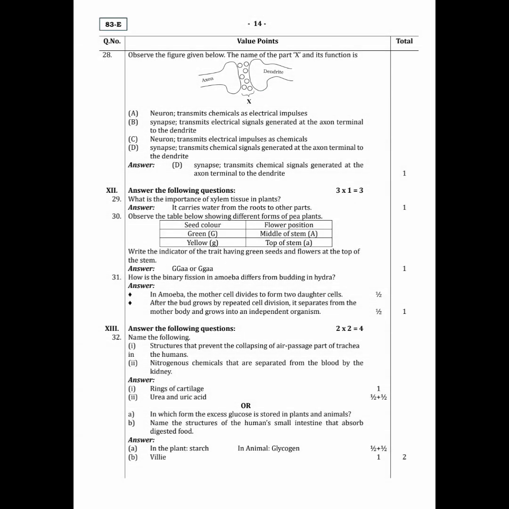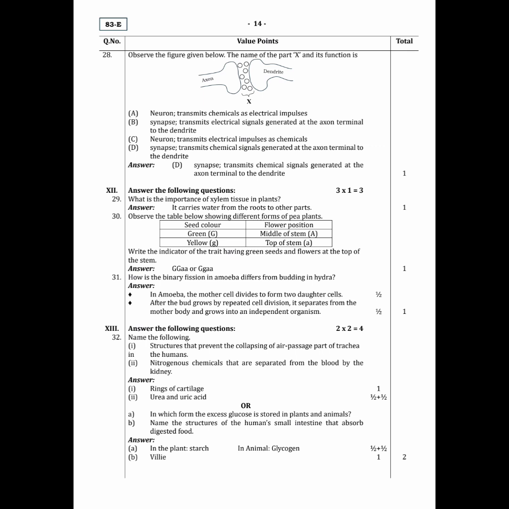Question number 28. Observe the figure given below. The name of the part X and its function is: A. Neuron transmits chemicals as electrical impulses. B. Synapse transmits electrical signals generated at the axon terminal to the dendrite. C. Neuron transmits electrical impulses as chemicals. D. Synapse transmits electrical signals generated at the axon terminal to the dendrite. Answer is option D. Synapse transmits electrical signals generated at the axon terminal to the dendrite.